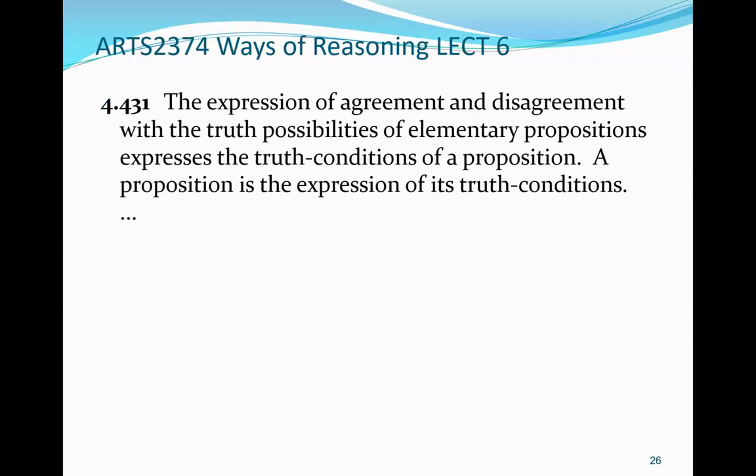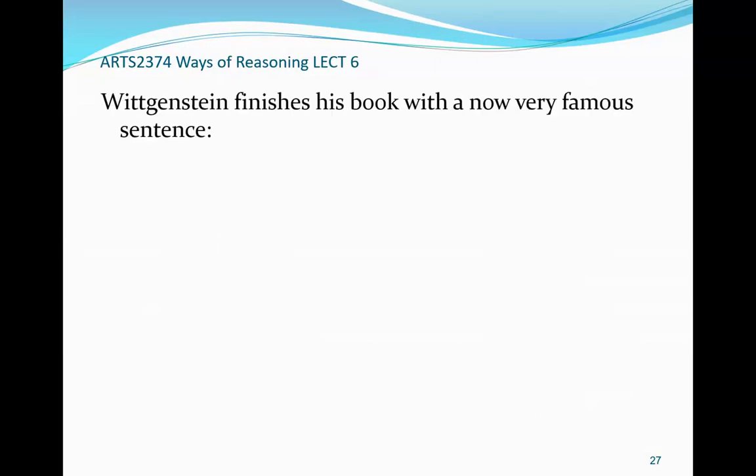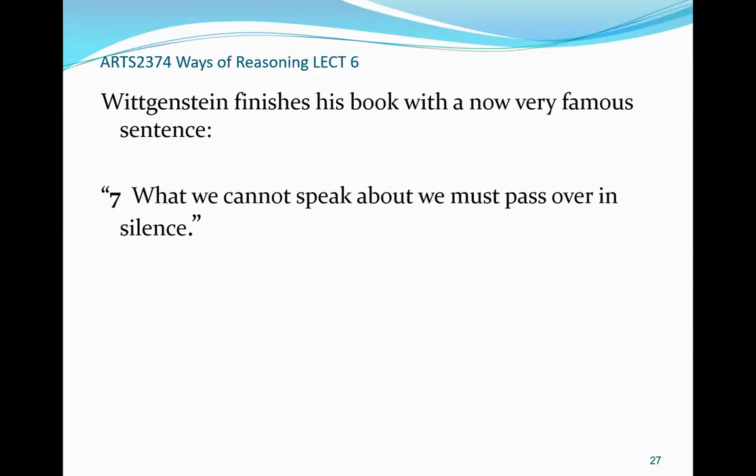As he puts it, the expression of agreement or disagreement with the truth possibilities of elementary propositions, they're the basic ones, expresses the truth conditions of a proposition. A proposition is the expression of its truth conditions. Okay, and there you have the statement of the truth conditional account of meaning. Now, Wittgenstein finishes the Tractatus Logico-Philosophicus with Proposition 7, which is now a very famous sentence. He says, "What we cannot speak of, we must pass over in silence."